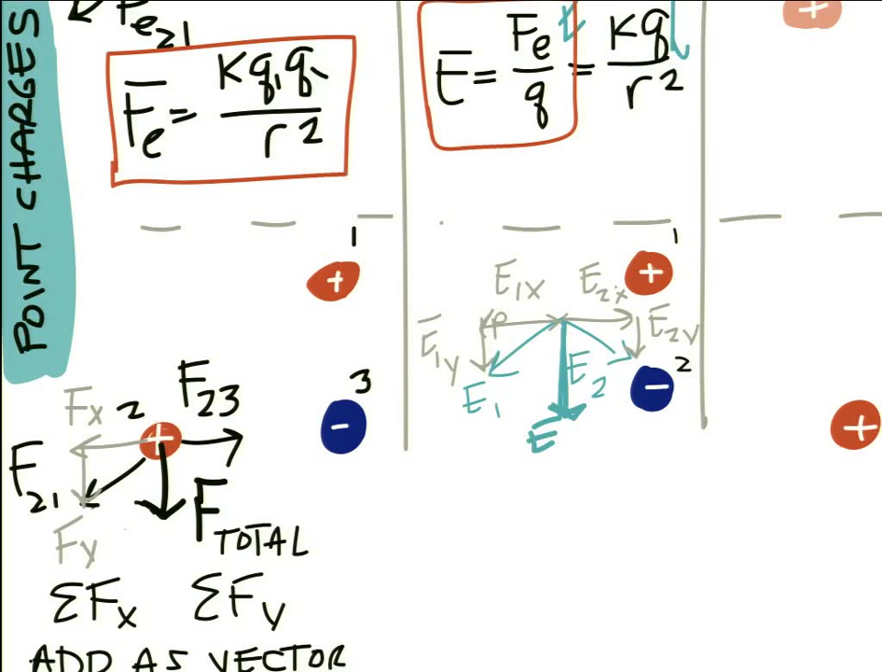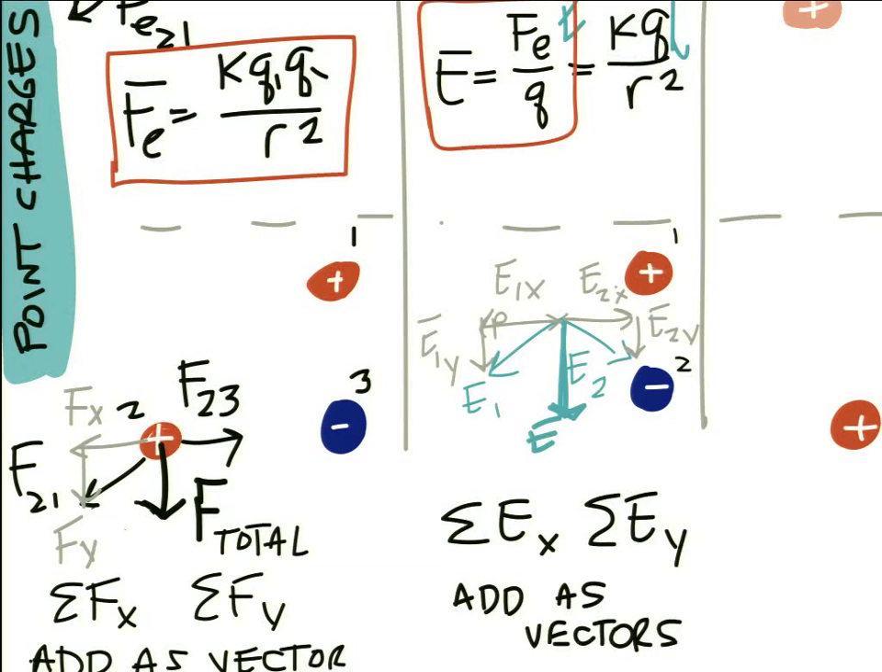And you can see here that we're going to do the same thing as we did with forces. If we want to find the total field here, we're going to have the sum of the electric fields in the x direction and the sum of the electric fields in the y direction. And these will be the two components for my total vector, which we'll add again as vectors.